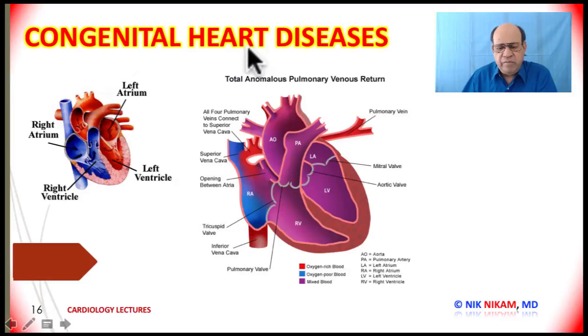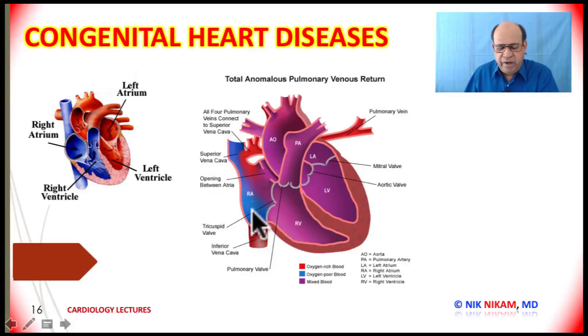Total anomalous pulmonary venous return. There are 4 pulmonary veins, and all the pulmonary veins drain the oxygenated blood from the lungs into the left atrium. These pulmonary veins are normally attached to the left atrium, but in patients with total anomalous pulmonary venous drainage, the pulmonary veins are attached to the right atrium, or more often they are attached to the superior vena cava. As a result, all the oxygenated blood is coming back to the right side.